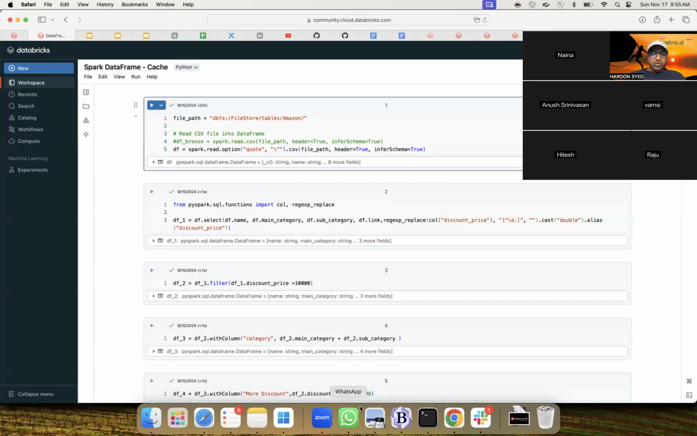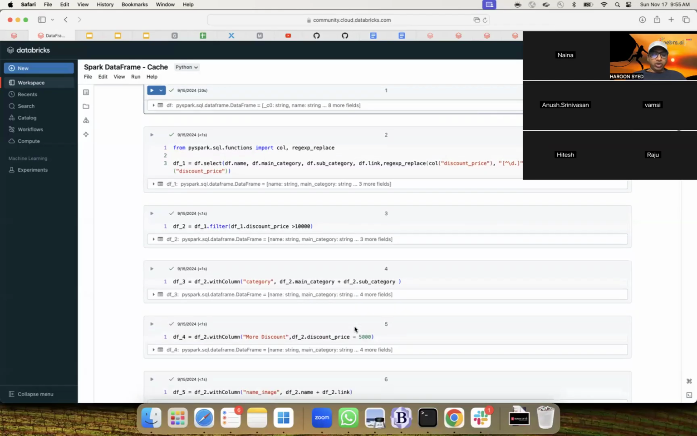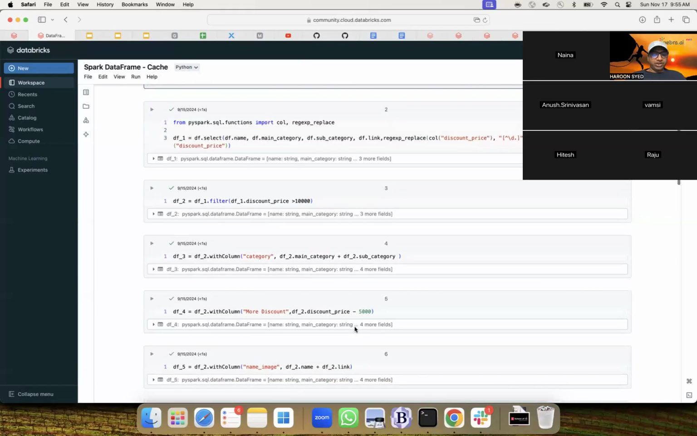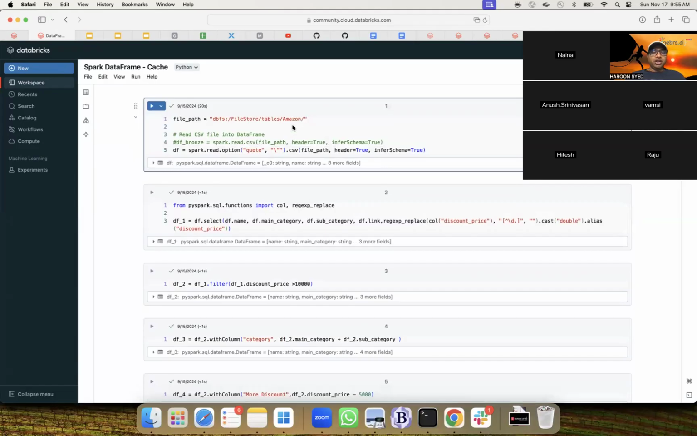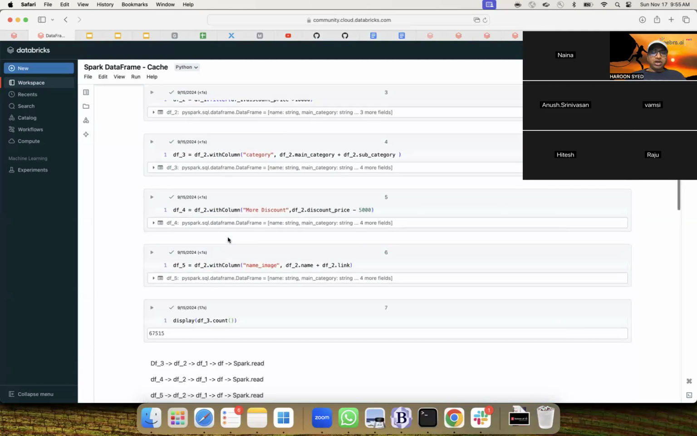So we'll look at the cache today, and we'll also look at what the partitions are and other stuff that we do here. Now I'm taking the file store tables, Amazon, reading all the CSV files here, spark.read.